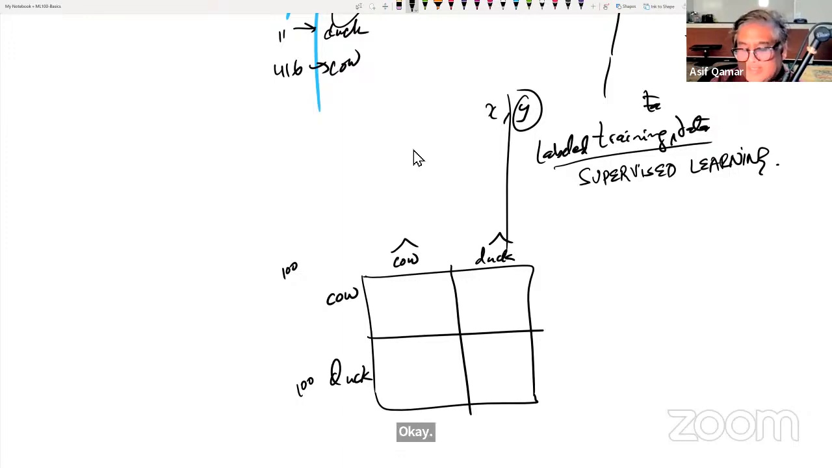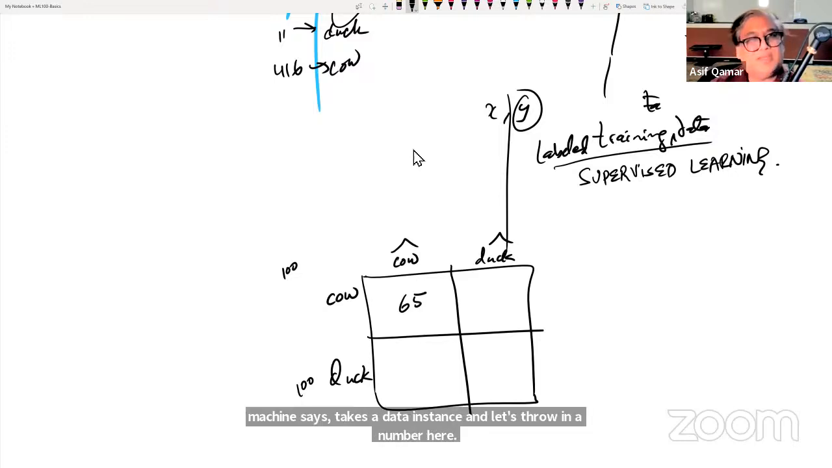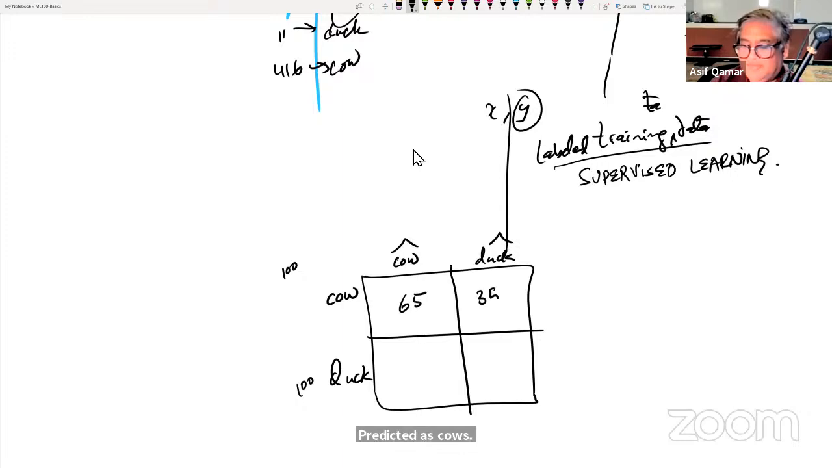Like a machine says, it takes a data instance, and let's throw in a number here. Let's say 65 of the cows get predicted as cows, and conversely, 35 of the cows get misclassified as ducks. Likewise, for 100 ducks, let's say that 80% of the ducks get identified as ducks, but the remaining 20% get misclassified as cows.